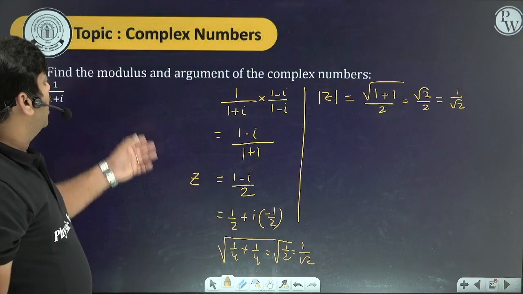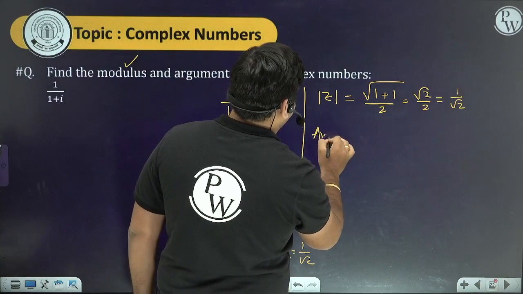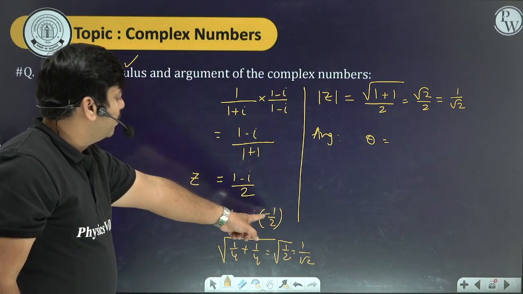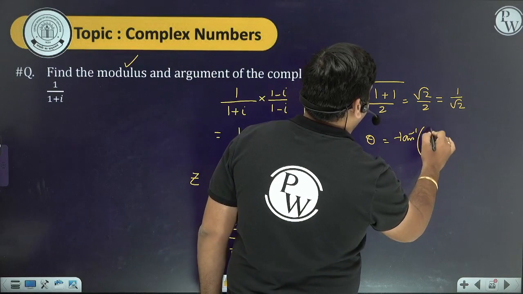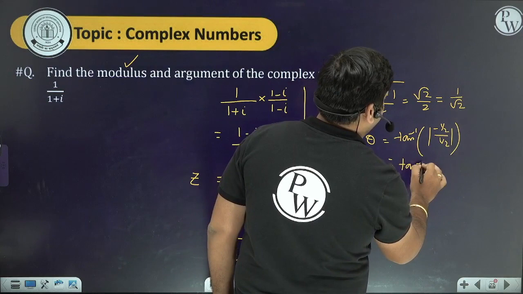Clear? And that is about modulus. And what about argument, people? Argument. Okay, for that, first we have theta. Theta is equal to tan inverse of minus 1 by 2 by 1 by 2. Both are the same, it will give 1. So that will give you tan inverse of 1, which is pi by 4. But that is not still the answer.